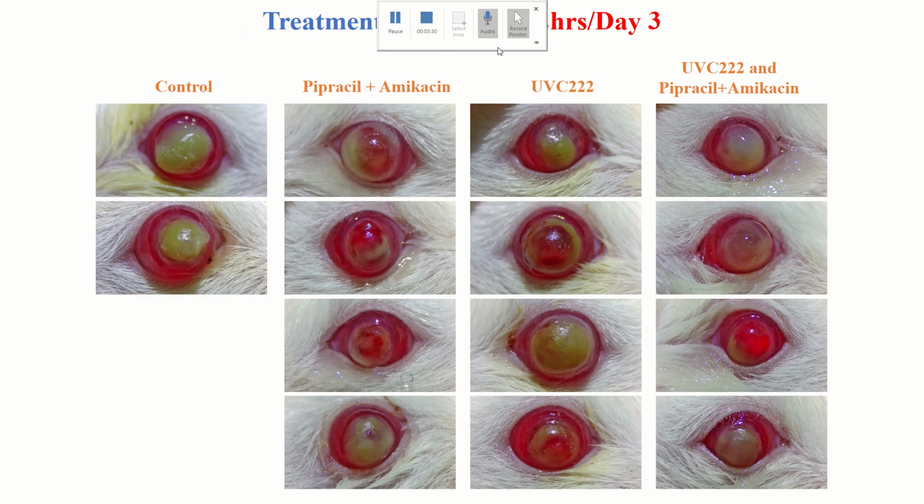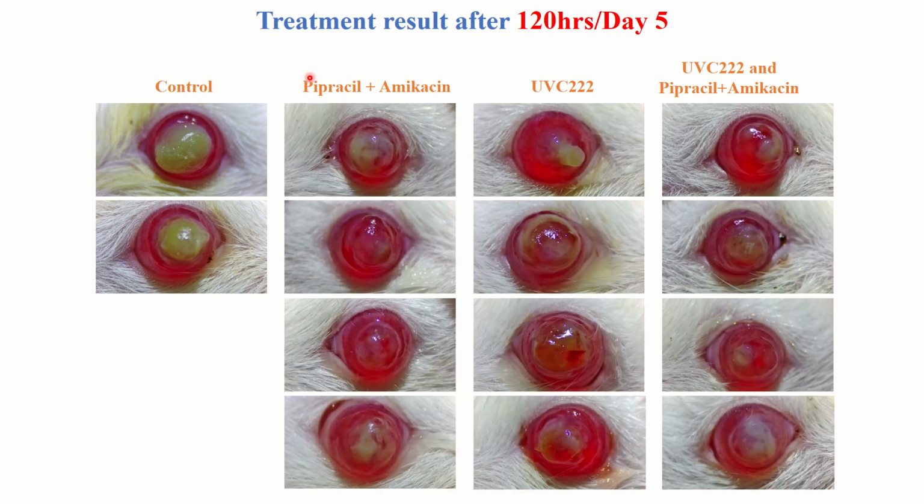The treatment started from day 1. This is the treatment result on day 3. This is the control group. This is the piperacillin and amikacin, the drugs only group. This is the UVC group, and this is the UVC and piperacillin and amikacin combined group. I gave treatment to these rats for 14 days, every day from 8 o'clock in the morning to 10 o'clock at night. This is the result on different days.